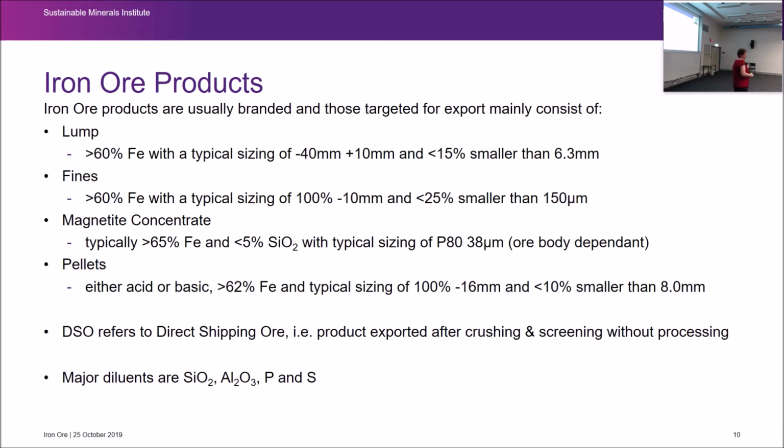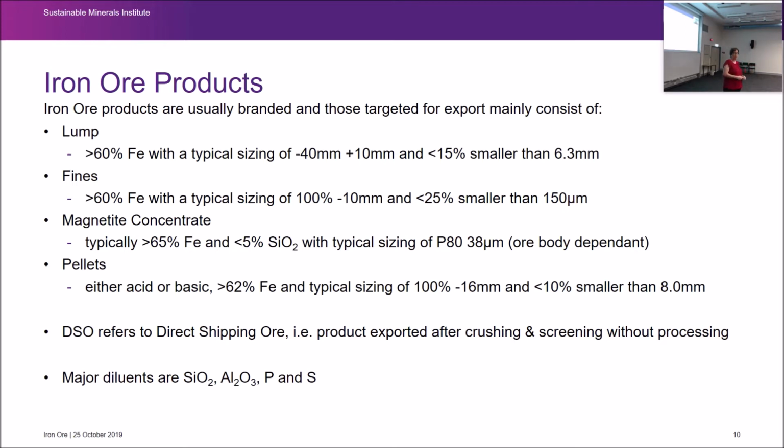Before I go into the supply chain, I should probably also mention that iron ore is usually produced as a suite of products, and lump product being very sought after in the market, as that can be directly charged into a blast furnace. For lump products, the expectation is for it to be above 60% Fe, and it has a sizing requirement attached to it. So lump products are usually greater than 10 mil, less than 40 mils.